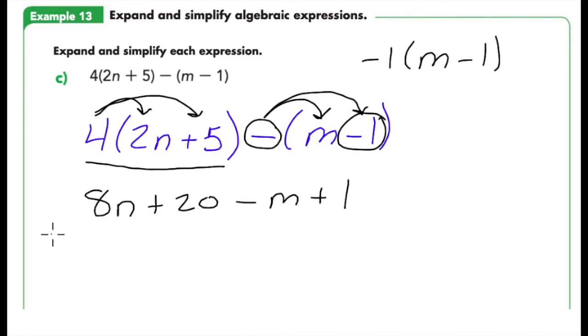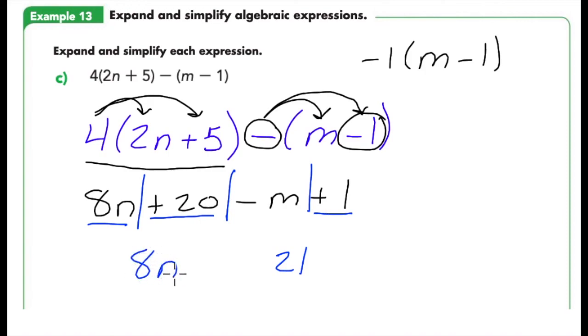Now I'm going to separate my terms from my new expression. We have 8n, a +20, a -m, and a +1. Our only pair of like terms here are the constants. 20 and 1 give us 21. We have a +8n, so I'll write 8n. I'll bring down the -m and plus 21. So this expression simplifies to 8n minus m plus 21.